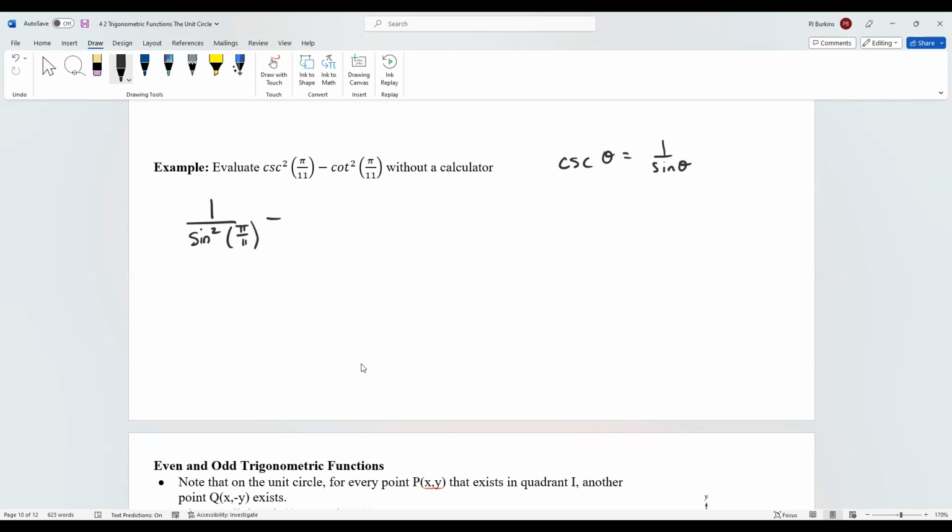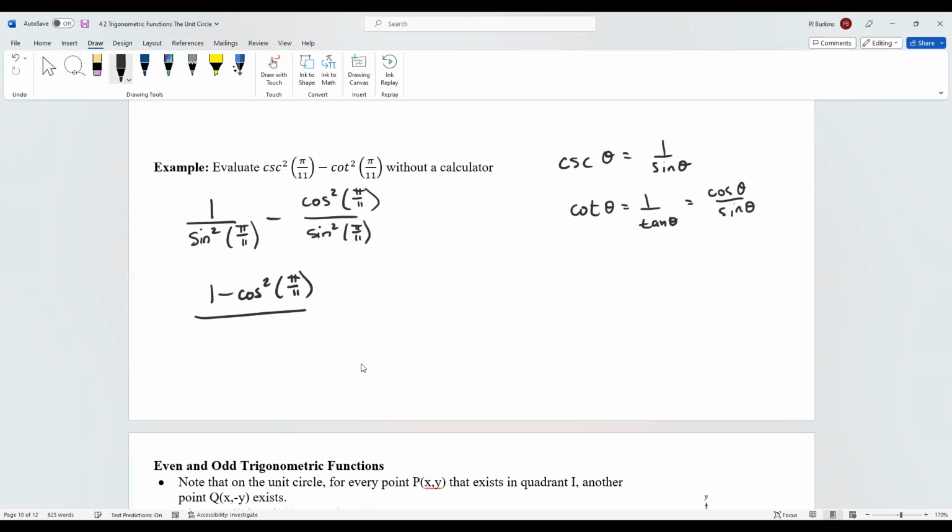minus, now cotan is 1 over the tangent, or in this case, I think we're going to want to use the relationship that it's cosine over sine. So that's going to be the cosine squared of pi over 11 divided by the sine squared of pi over 11. All right. Now, again, because these are common denominator, I can put them together.